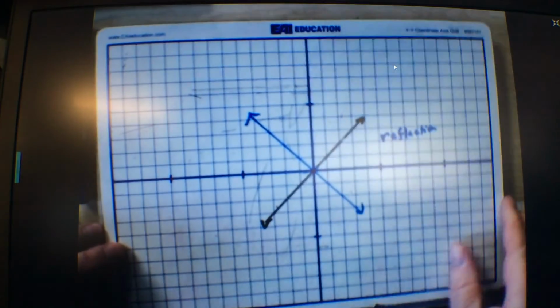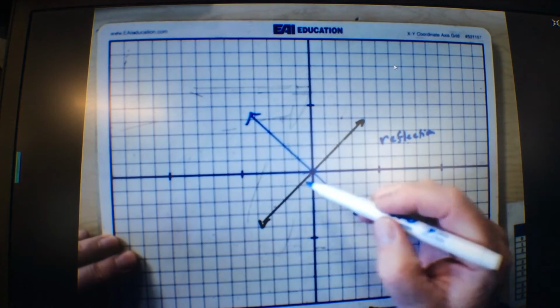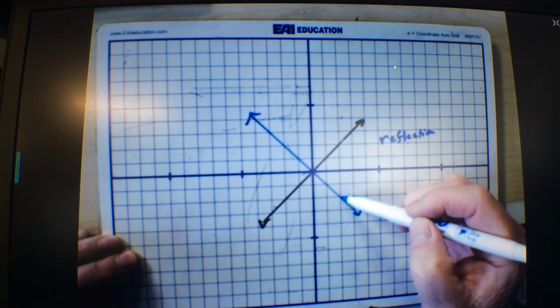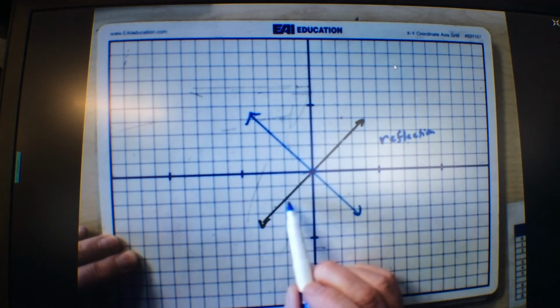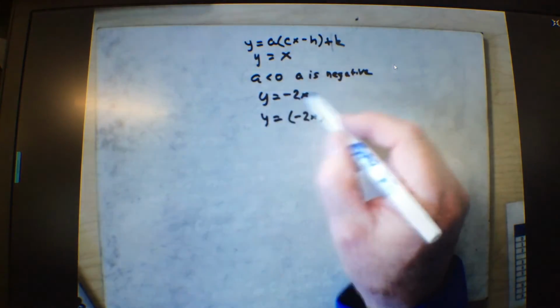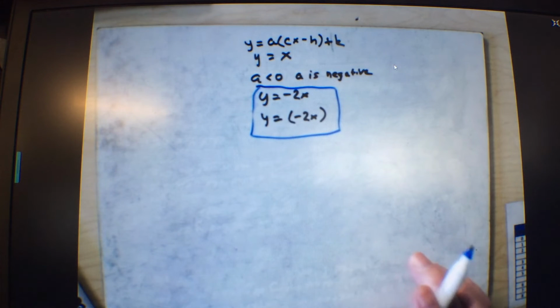Remember this graph that I showed you? On the first one, we reflected these points up here and these points down here. On this one, we're reflecting these points across here and these points across here. So it looks like the same graph. These two look like the same graph. We're just reflecting them different ways. Isn't that weird? Okay, so you need to know that.